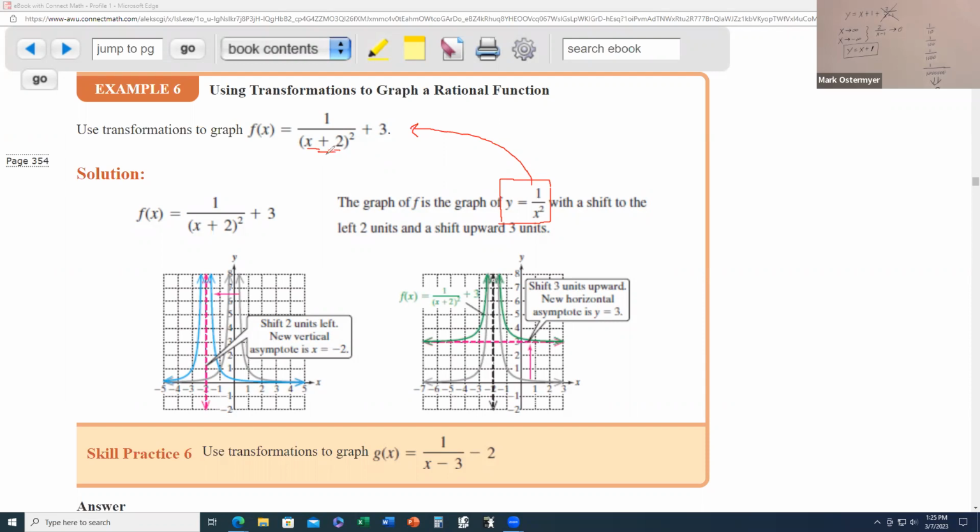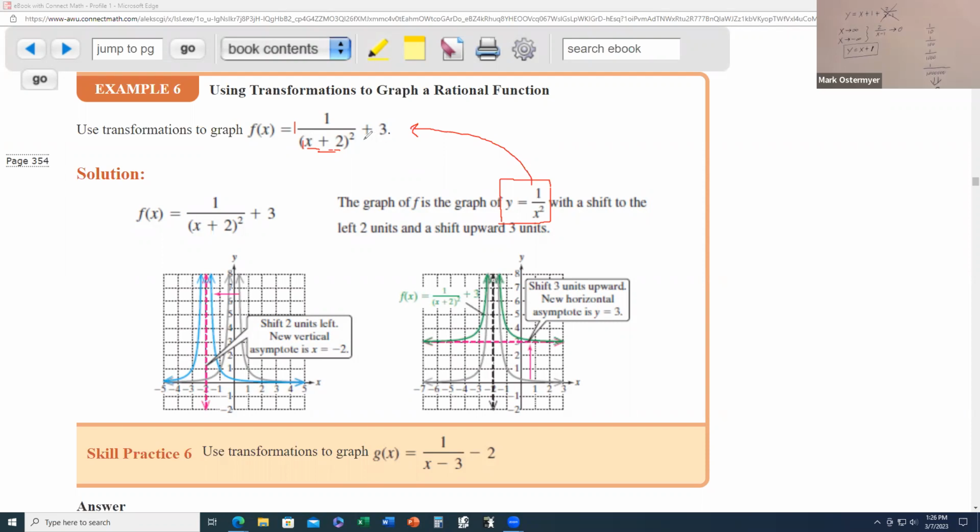Notice there's no horizontal compressions or shrinking or vertical compressions or shrinkings because the function is being multiplied by 1 and x is being multiplied by 1. So there's no non-rigid transformations that are occurring. Notice there is no reflections about any axis because we don't have a negative sign in front of our function and we don't have a negative sign in front of x. So the graph is not reflected about the x or the y-axis.